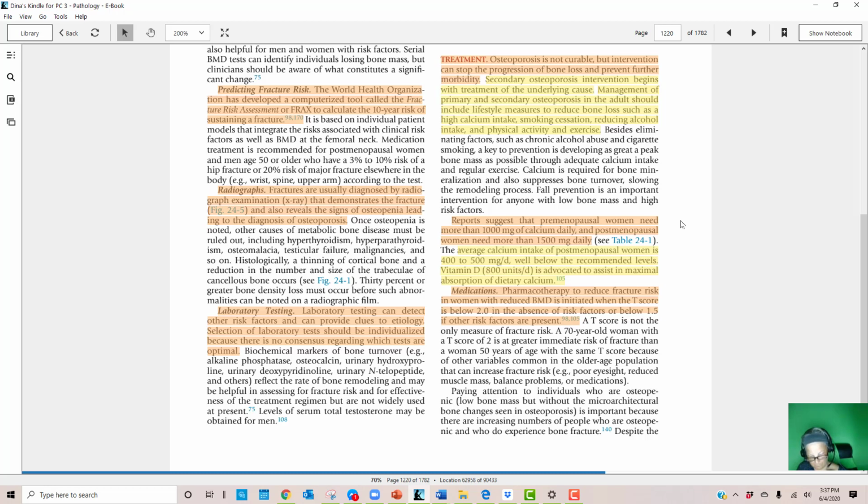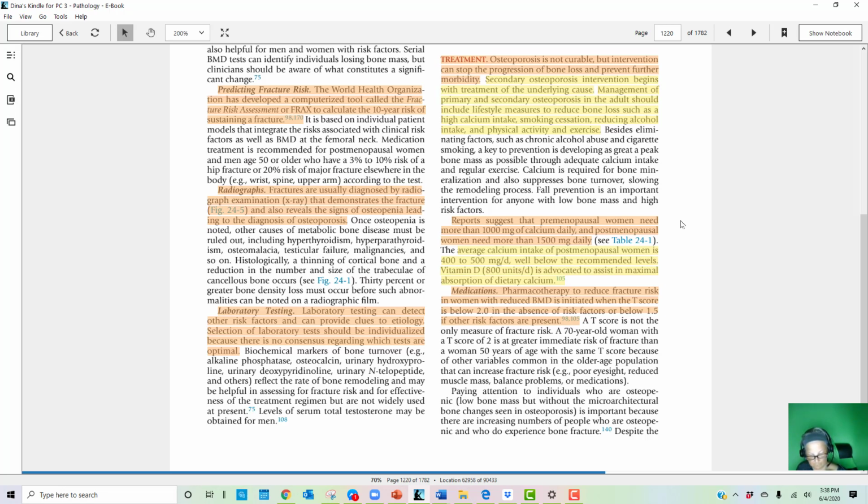The average calcium intake of postmenopausal women is 400 to 500 mg per day, well below the recommended levels. Vitamin D, 800 units daily, is advocated to assist in maximal absorption of dietary calcium. Medications. Pharmacotherapy to reduce fracture risk in women with reduced BMD is initiated when the T-score is below 2.0 in the absence of risk factors, or below 1.5 if other risk factors are present.